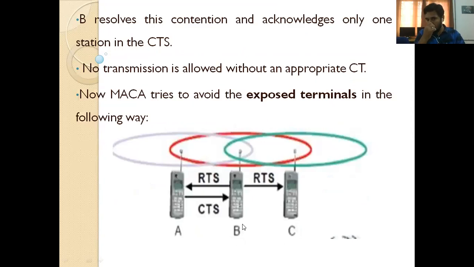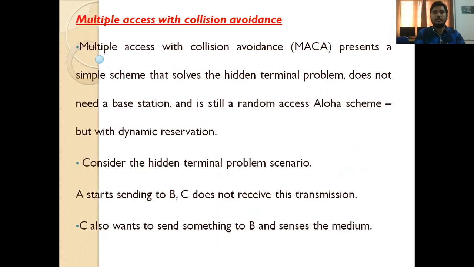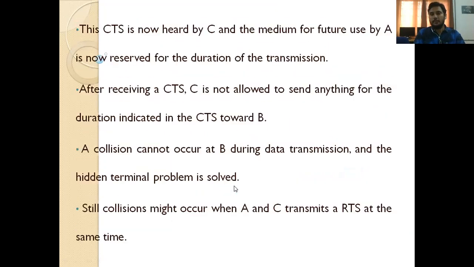Coming to the exposed terminal problem, there also we use RTS and CTS frames. B sends an RTS frame to A, A sends a CTS frame, and B communicates with A. Again B sends an RTS frame to C, but C doesn't send a CTS frame to B because C wants to communicate with D. In this way, multiple access with collision avoidance, by using RTS and CTS frames, avoids the exposed terminal problem.